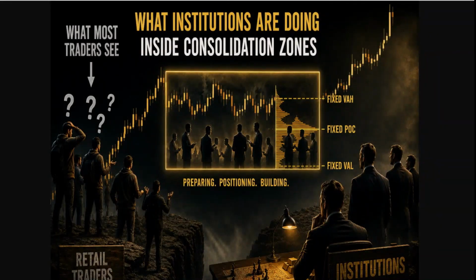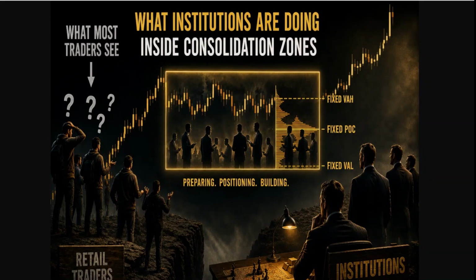If you want to understand what institutions are actually doing on your charts, I want your full attention, because what I'm about to show you has been hiding in plain sight on every single chart you have ever looked at. We are not going to talk about lagging indicators. We are not going to talk about candlestick patterns. What I am about to show you is how to read exactly what institutions are doing inside consolidation zones. And I will be showing you 5 years of gold data to prove it. If you trade gold, you do not want to miss this.